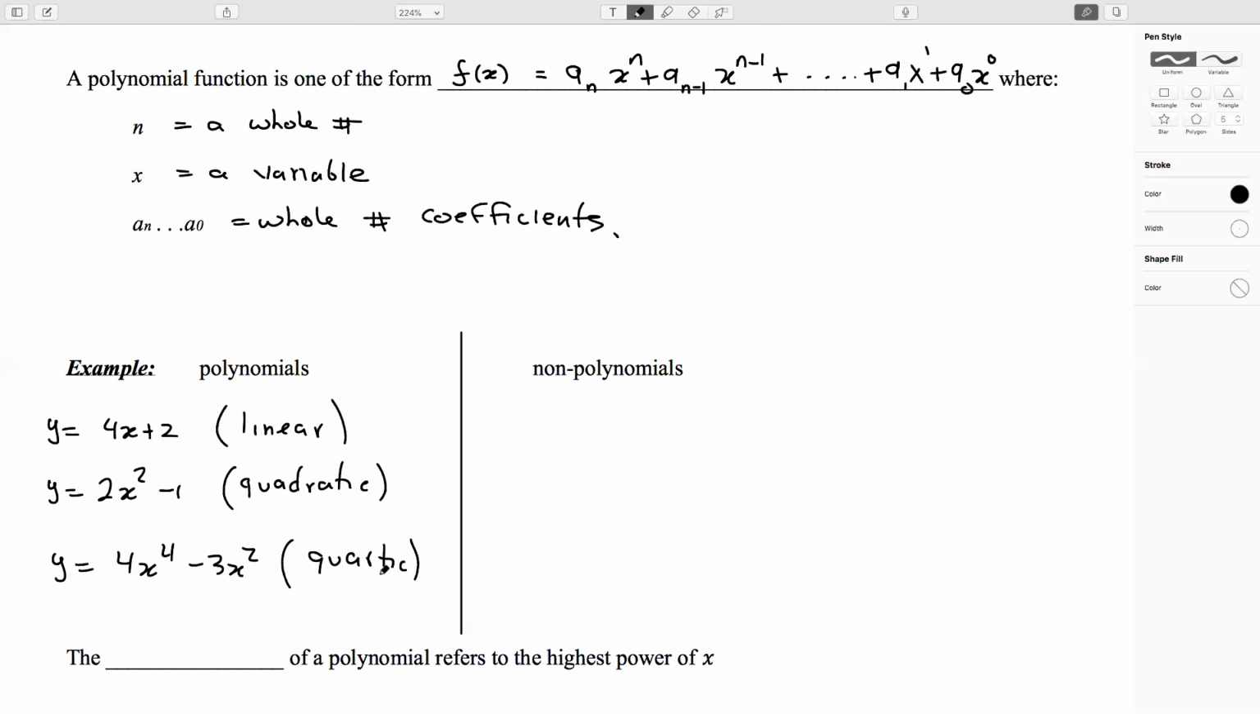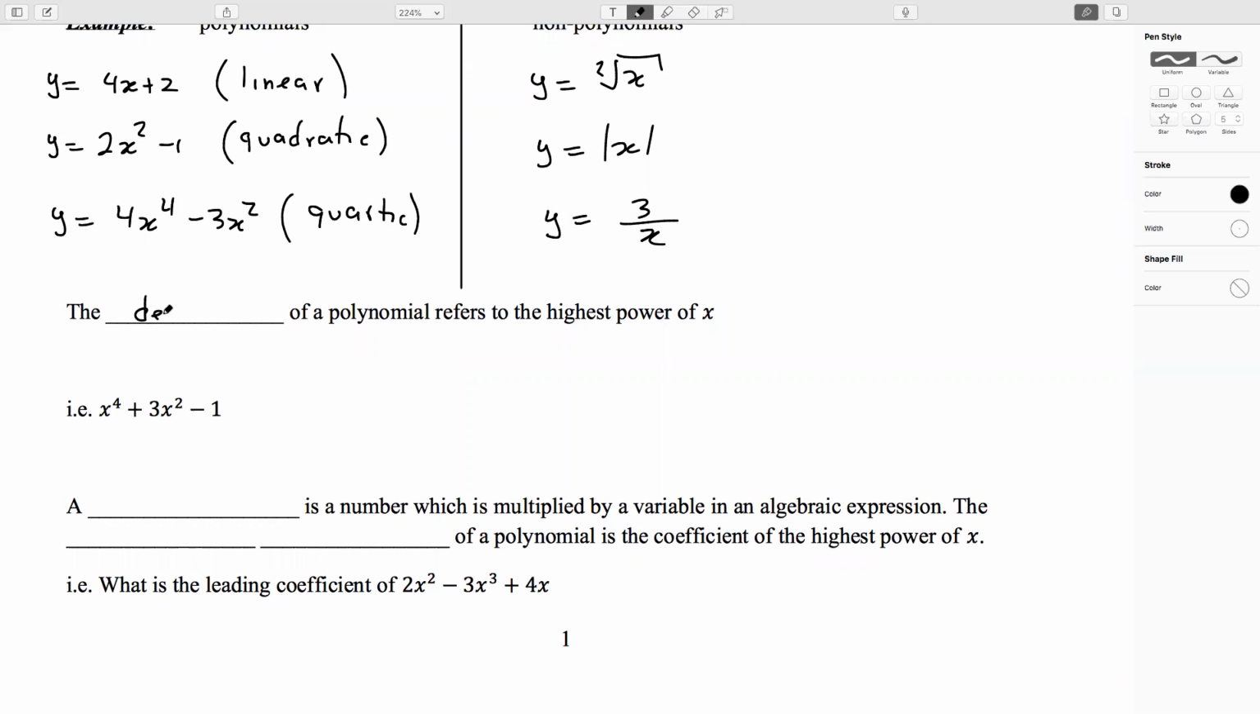And you can also have things that aren't polynomials. Something like y equals the square root of x. That's not a polynomial because your powers of x are not whole numbers. Something like y equals the absolute value of x. Again, it's not a polynomial. You could have something like y equals 3 divided by x. And because x is in your denominator, it's not a polynomial.